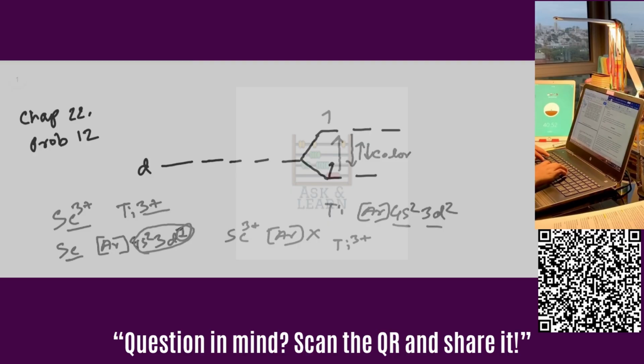So in case of Ti3+, we still have one unpaired electron in the d orbital, and this unpaired electron will be able to undergo this dd electronic transition, and this dd electronic transition is responsible for the color in Ti3+ compounds.